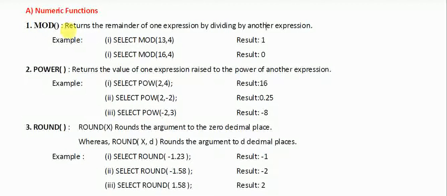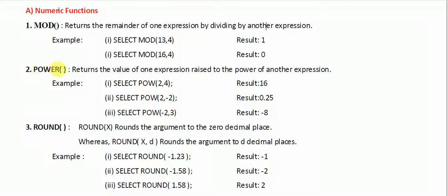Now, the first one is numeric functions. First, MOD returns the remainder. So, it returns the remainder when it is used. So, SELECT MOD(13, 4). When 13 is divided by 4, the remainder is 1. Similarly, when 16 is divided by 4, the remainder is 0.